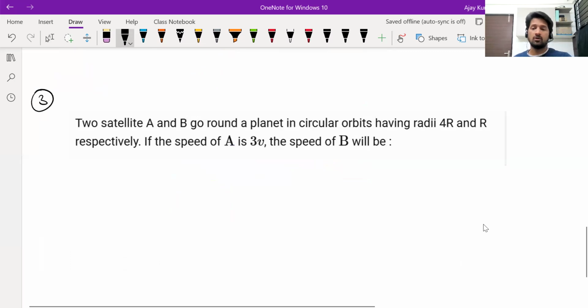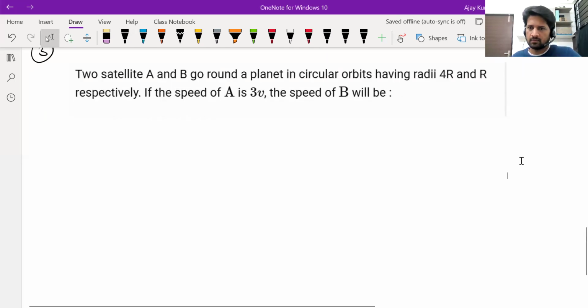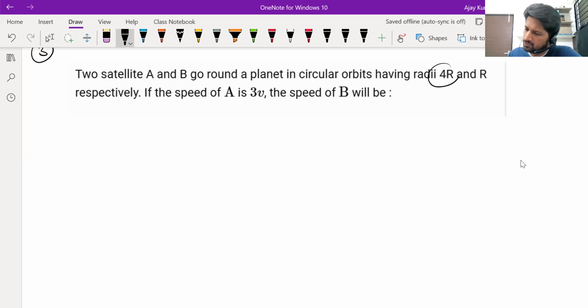I want answers from all of you. I'll give you all exactly 2 minutes. Type your answers in chat. Two satellites A and B go around a planet. So it's the same planet in circular orbits having orbit radii 4r and r respectively.